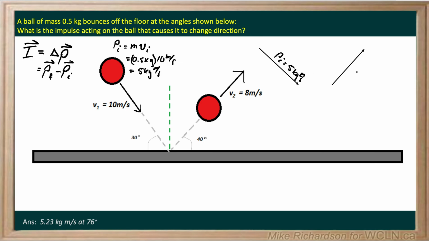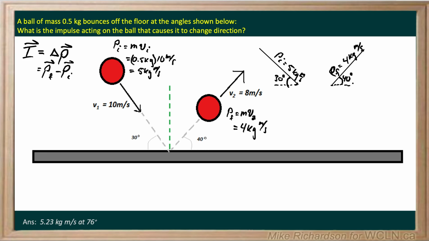Now P final over here will be 8 times 0.5. So P final, same mass, and I just use V2 in this case, or V final. And 0.5 times 8 is 4 kilogram meters per second. Okay, now we have some angles. The angle down here is 30 degrees. And the angle right here is 40 degrees.